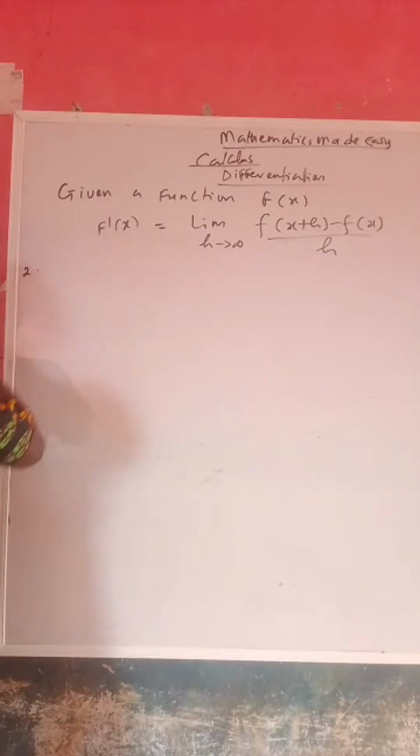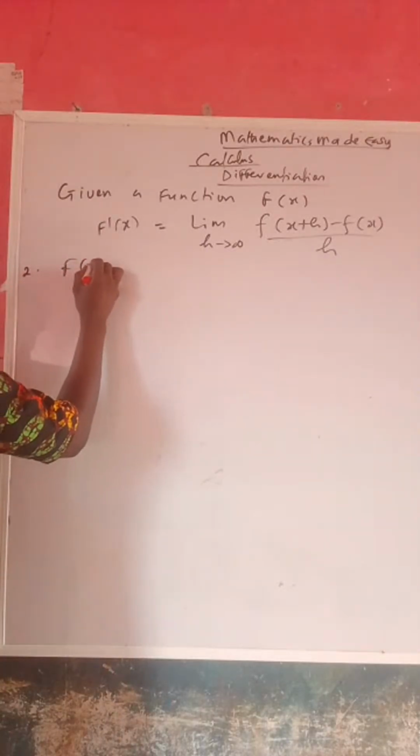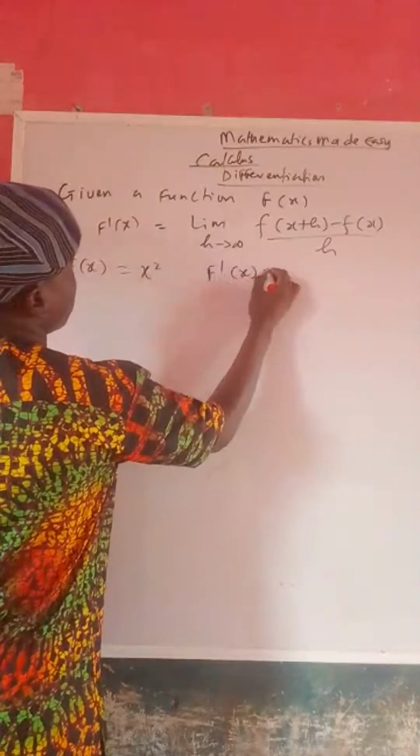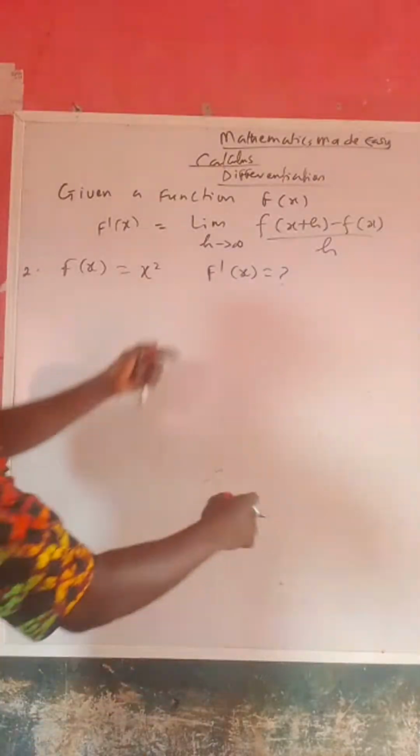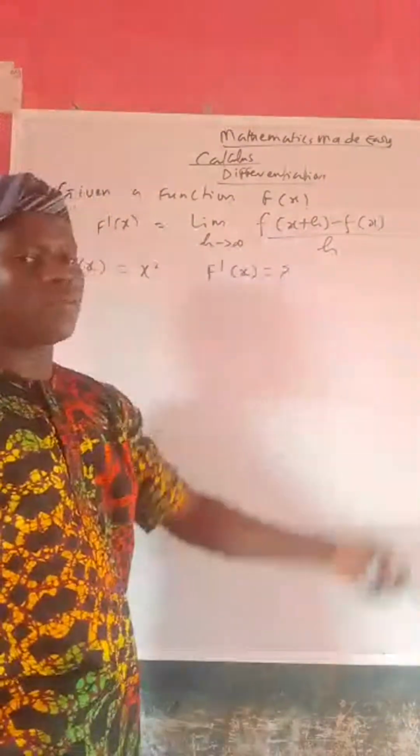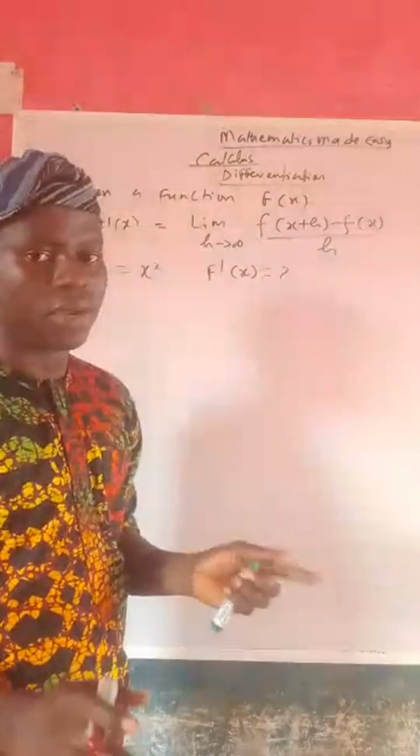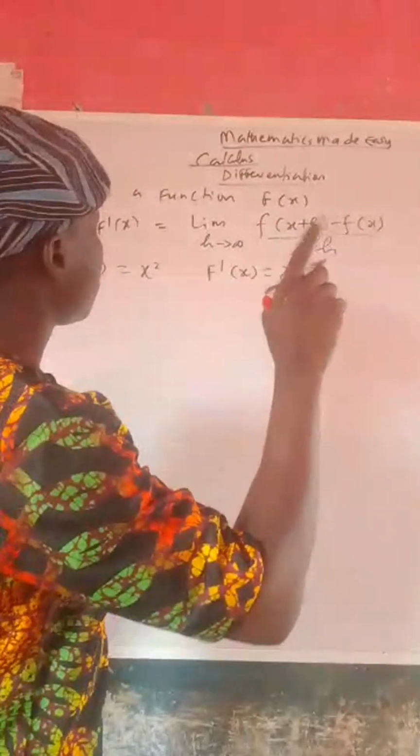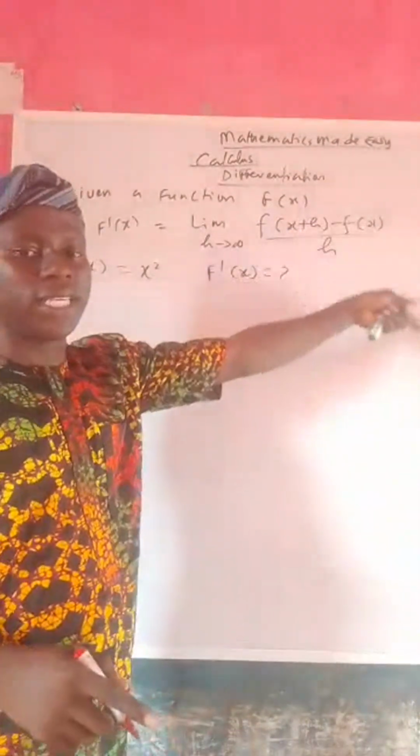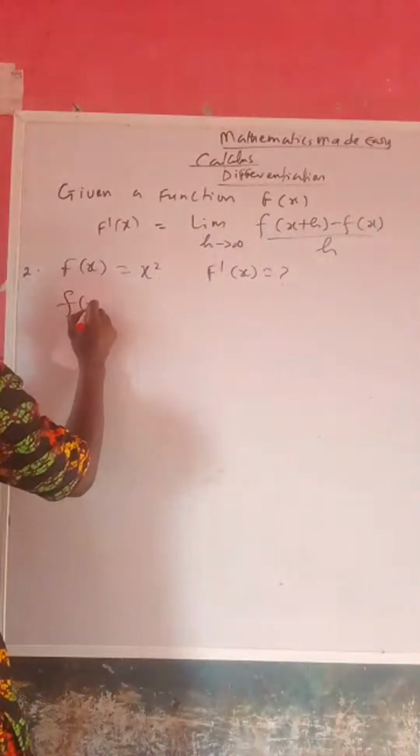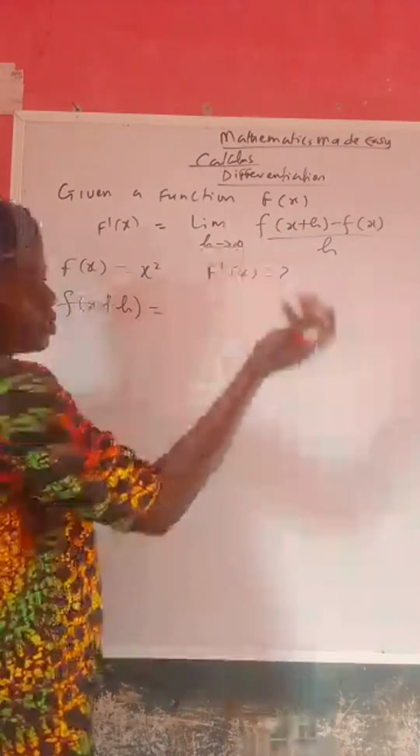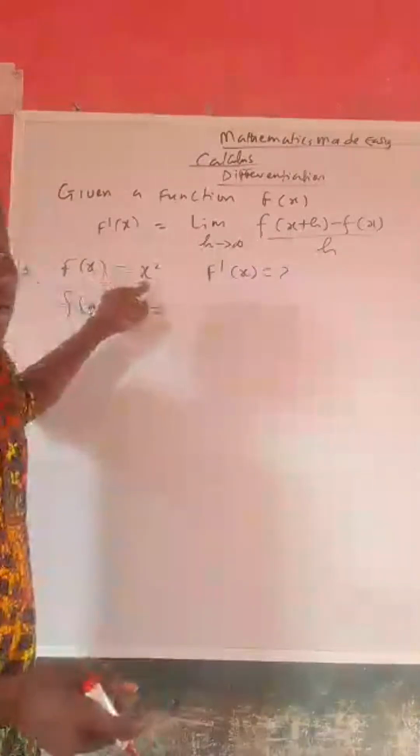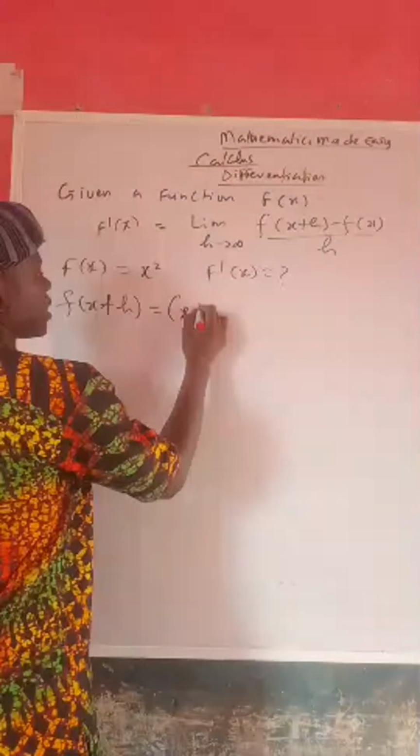Now, example 2. If f of x equals x raised to the power of 2, then find f prime of x. That is, we are asked to differentiate x raised to the power of 2. Find the derivative. You make use of your formula. And don't forget, the first thing you're going to find is f of x plus h. Let's do that. So f of x plus h will be equal to what? It means you come back to the function given to you, and you add h to what? X. So that means you're going to have x plus h.